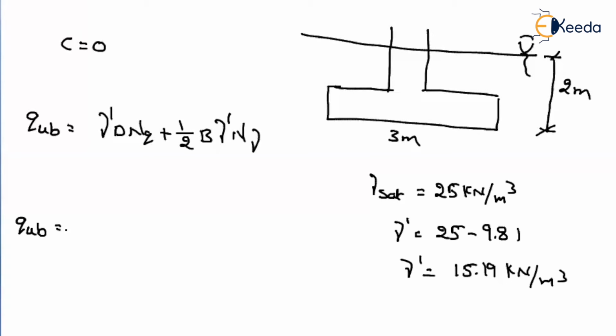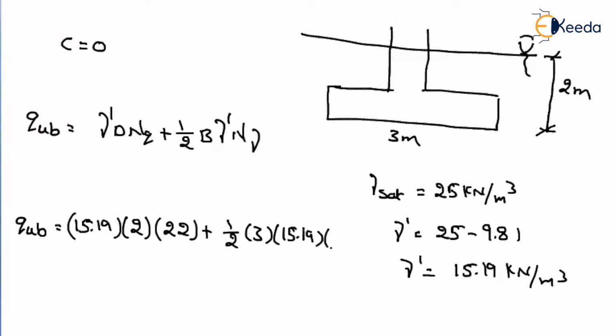So ultimate bearing capacity will be equal to gamma dash, 15.19, times the depth of the footing, 2, times Nq, which is given as 22, plus half times the width of the footing, 3, times the submerged unit weight, 15.19, times N gamma, which in the problem is given as 20. If you solve this, you will get ultimate bearing capacity equal to 1124.06 kilonewton per meter square.